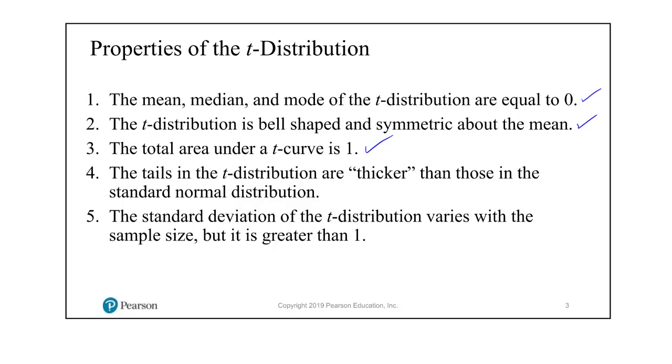All right, so here's where we get some differences. The tails in the t distribution are thicker than those in the standard normal distribution. We'll see on the graph in a minute. The standard deviation of the t distribution varies with the sample size, but is greater than 1. That is something that we'll see how it impacts going forward.